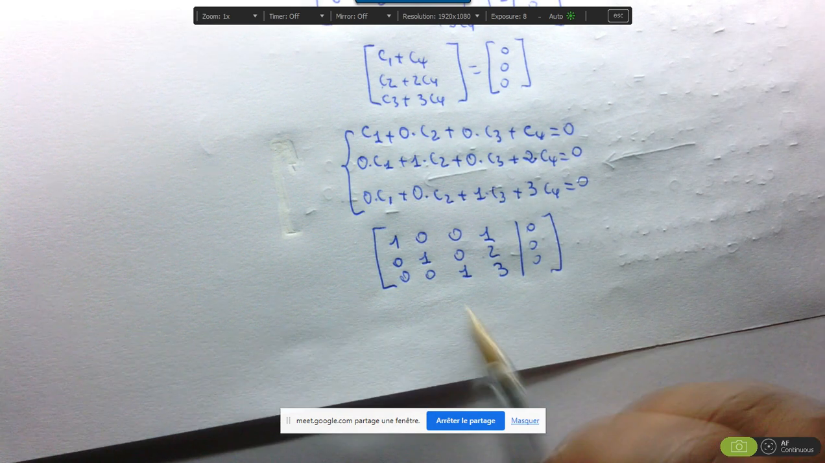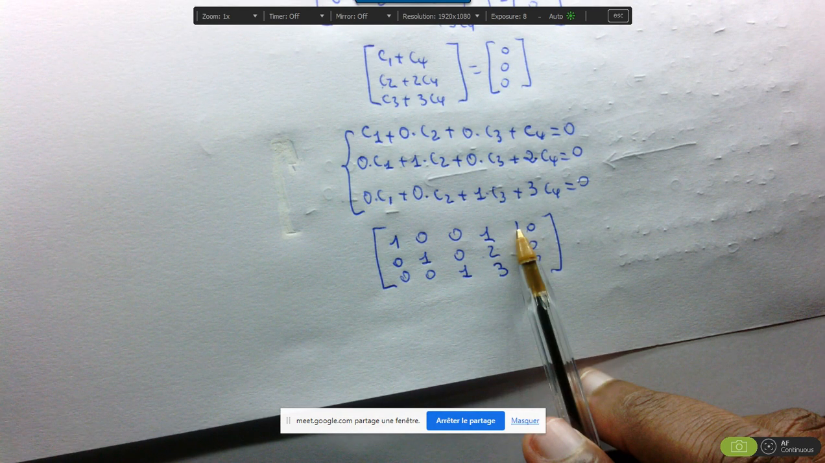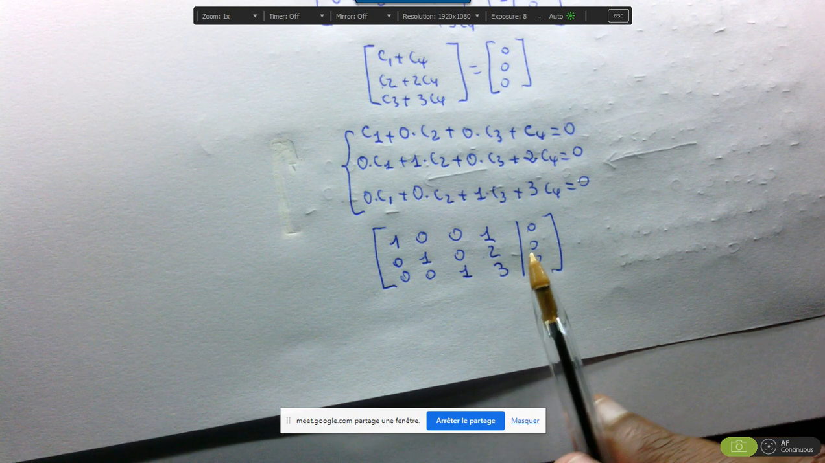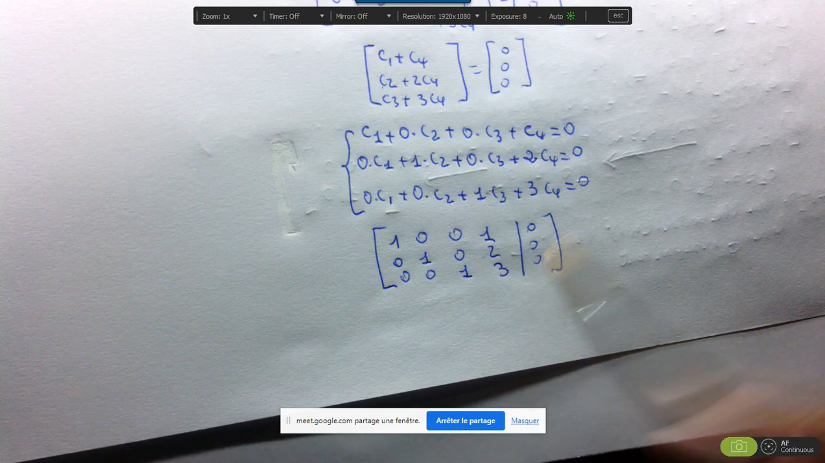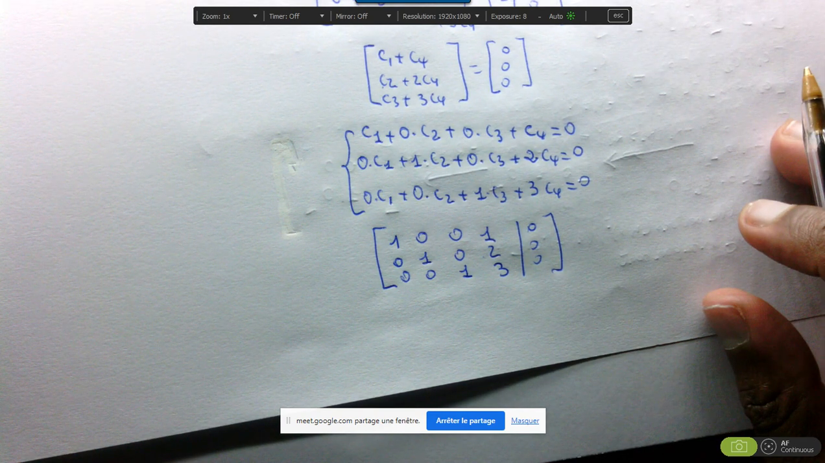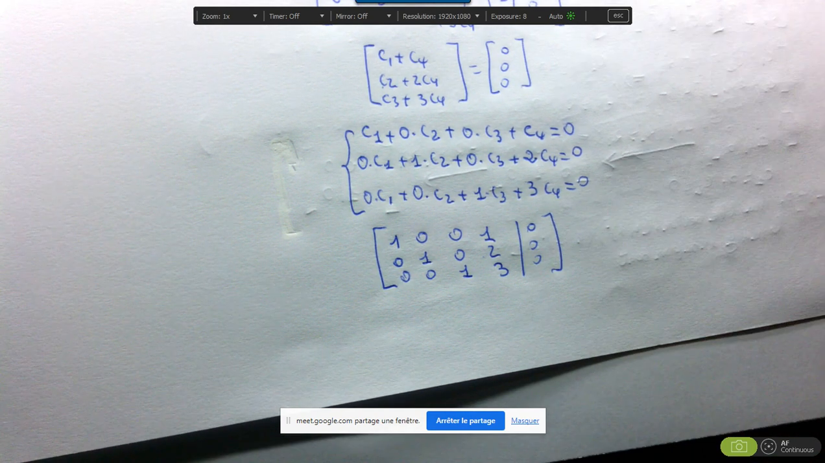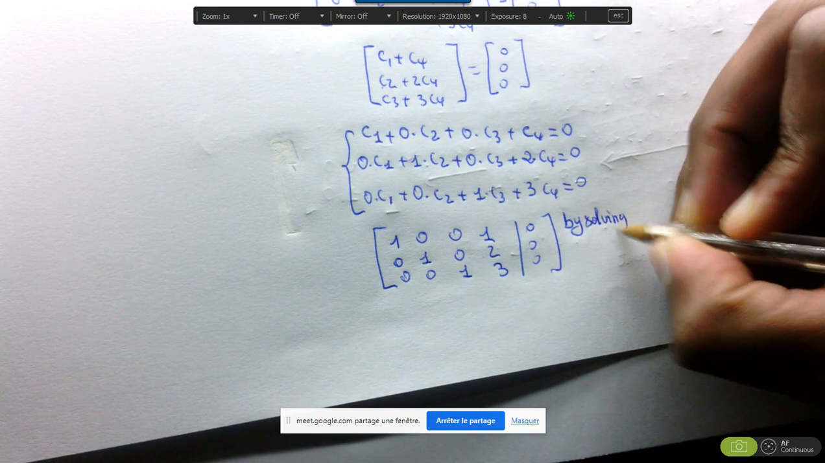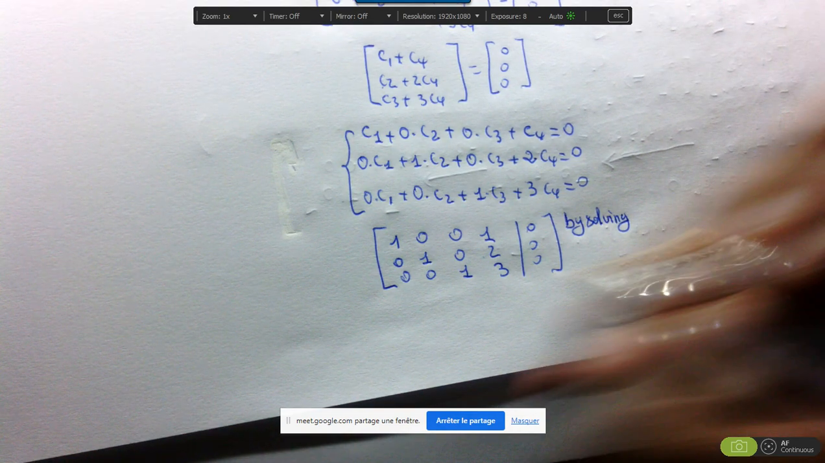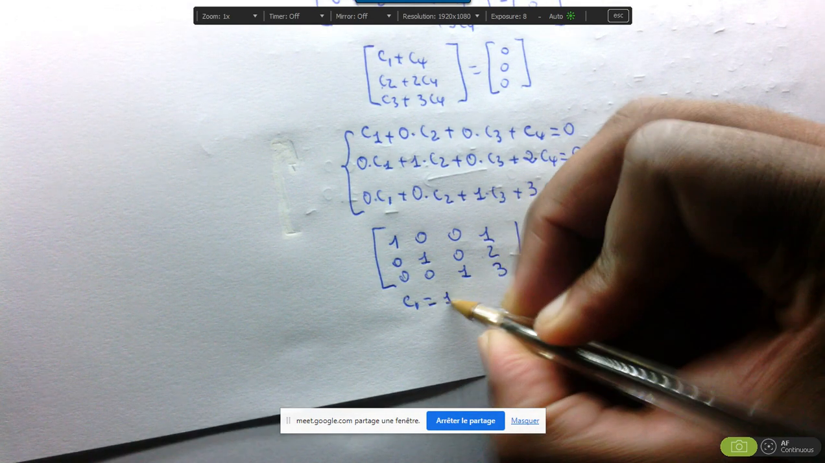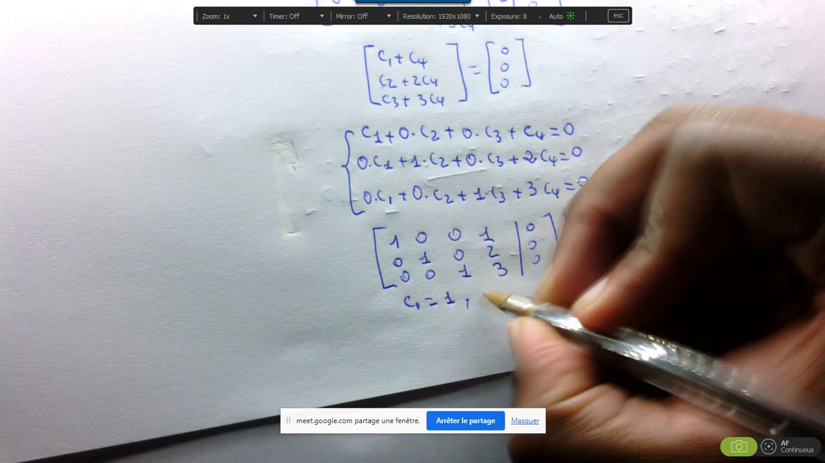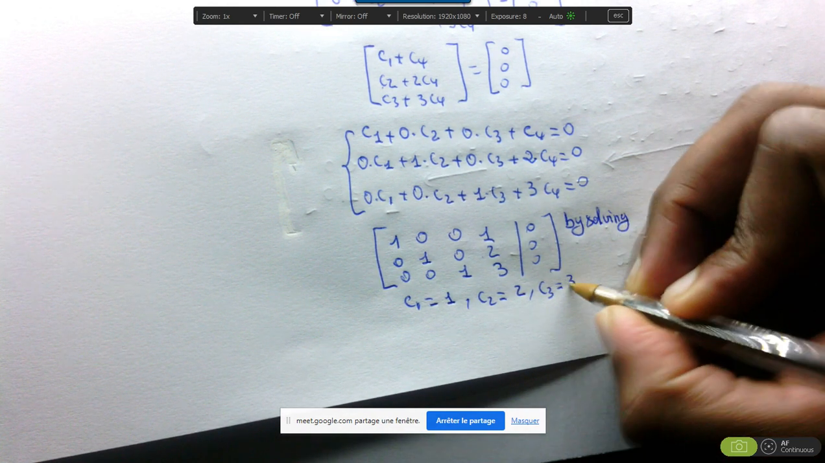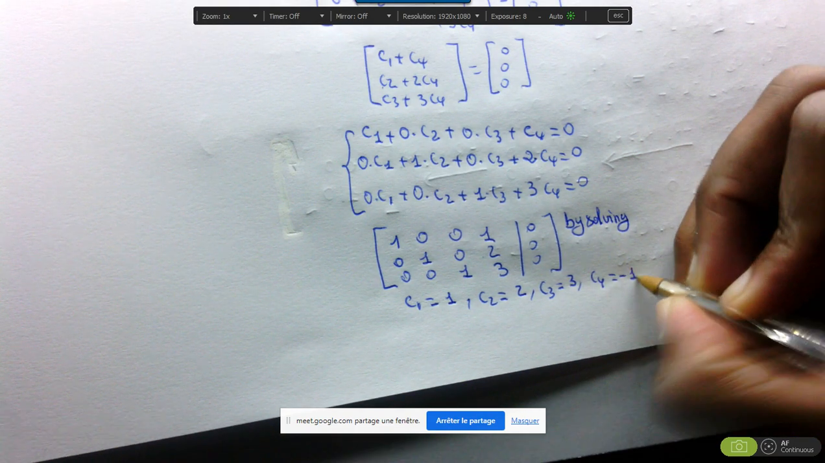As you can see, we're going to have three variables. So just by that, we can say that the system has free variables. But if we solve, by solving we can have a C1 that is equal to 1. This can be one solution. C2 can be equal to 2, C3 equals 3, C4 can be equal to -1.